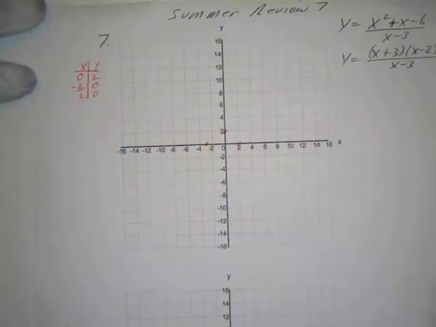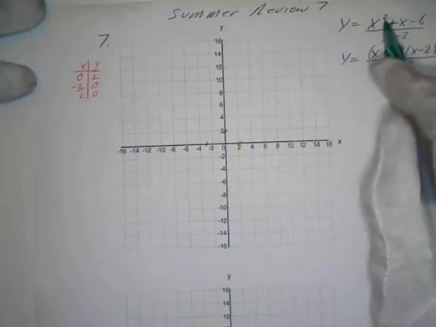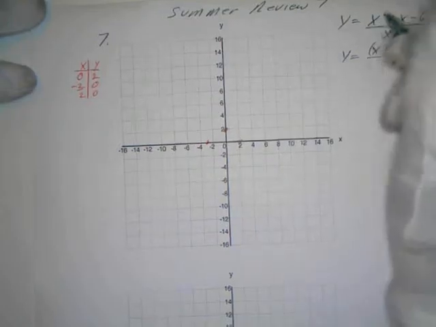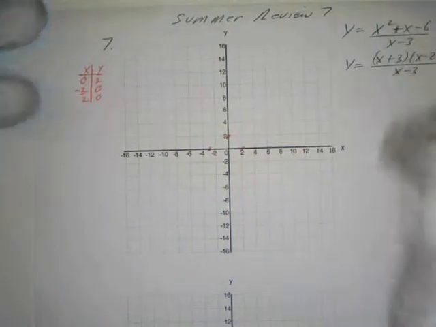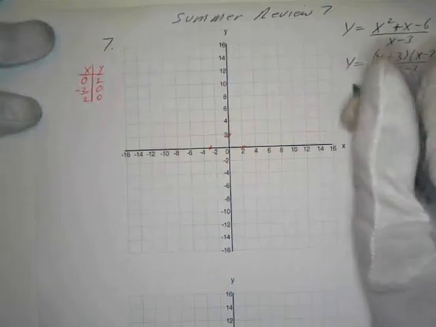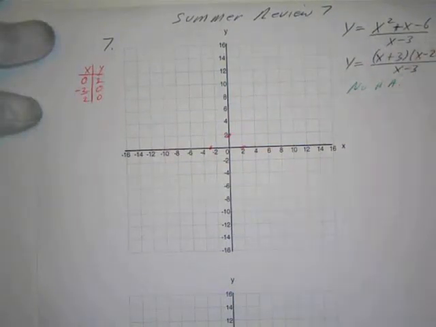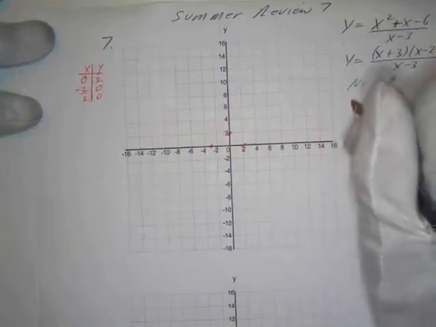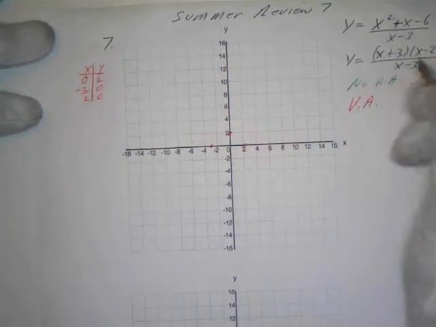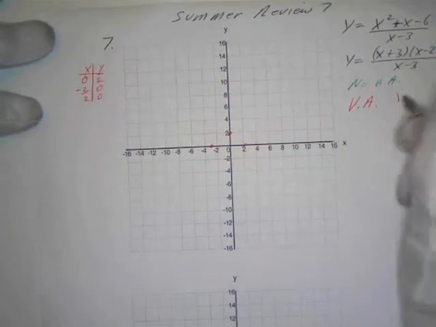Now we look at this: you don't have any horizontal asymptotes, because the degree of the top is 2 and the degree of the bottom is 1. So no horizontal asymptotes. But we do have a vertical asymptote at x equals 3.